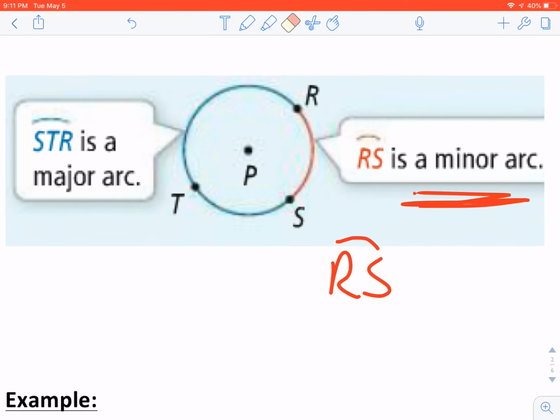Now, if I change the lettering and I say arc RTS, well, that's clearly bigger than 180. It has my 3 points. So arc RTS or STR, depending on what direction you travel, is a major arc. Okay?